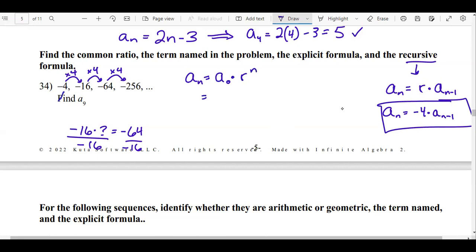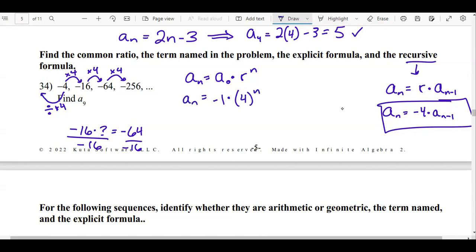Well, what's term 0? What would come before -4? Let's divide by 4 and find out. It would be 1. The ratio is negative. Nope, it's positive 4. Oh, it's -1. Sorry, -1 because it's 4. The 0 term is -1, -4 divided by 4. So any term is -1 times the ratio, 4, to the nth power.